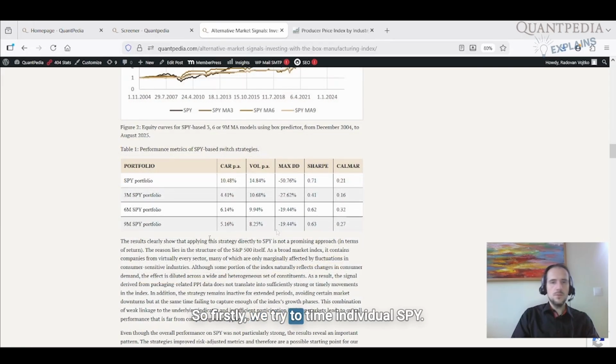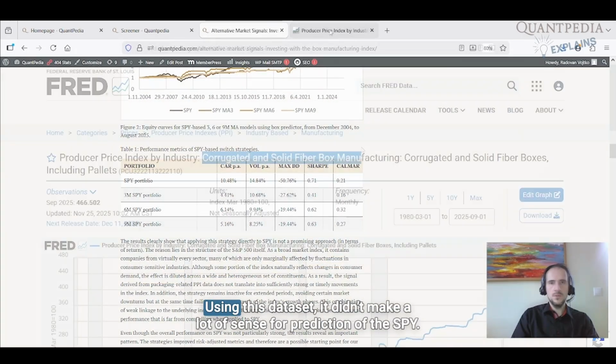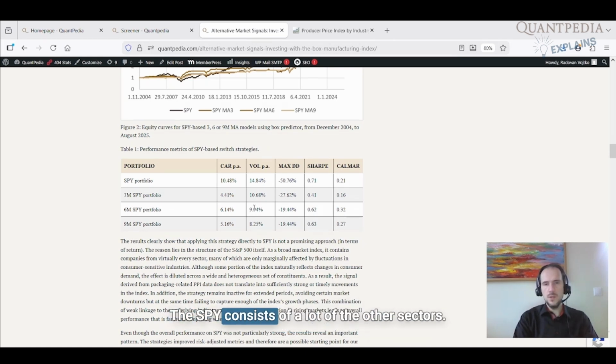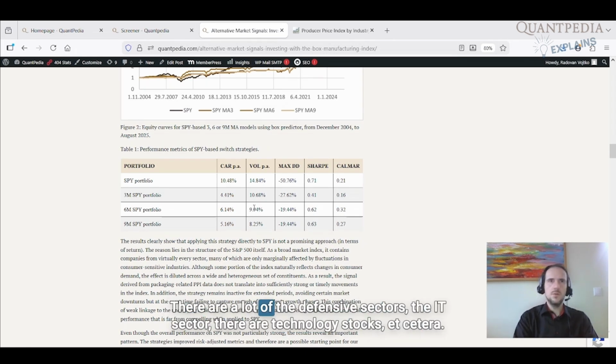Firstly, we try to time SPY. Using this dataset, it didn't make a lot of sense for prediction of SPY. SPY consists of a lot of other sectors. There are a lot of defensive sectors, the IT sector, technology stocks, etc.